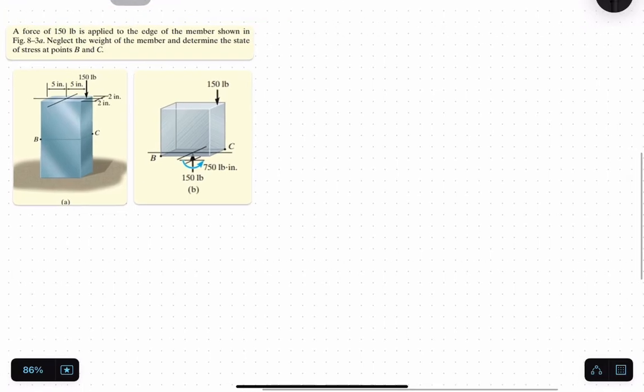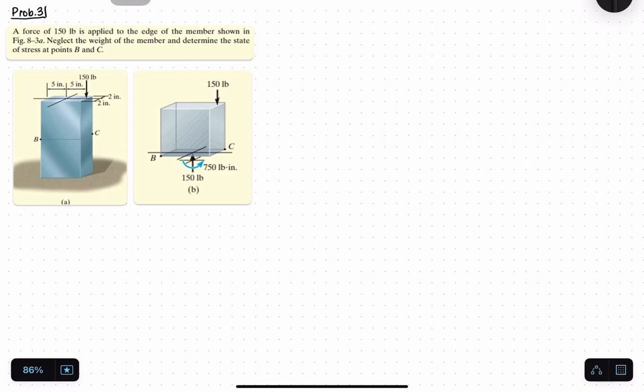So this is problem number 3 for the continuation of the previous video, no? So meron daw tayong force of 150 pounds applied to the edge of the member shown.